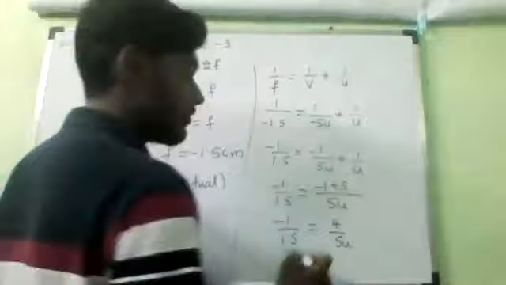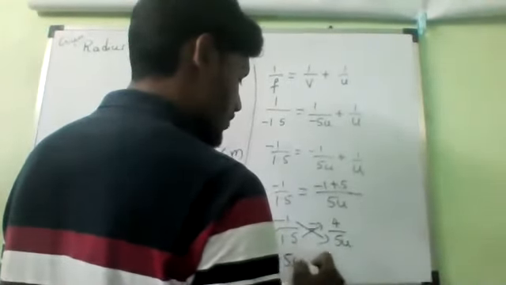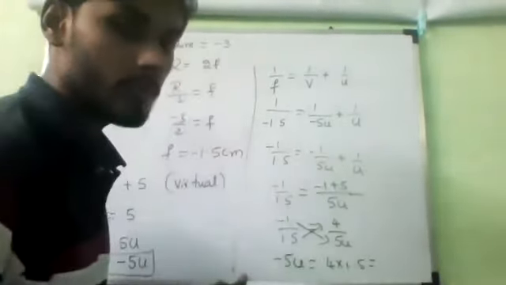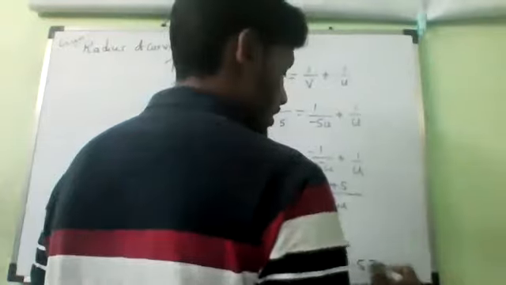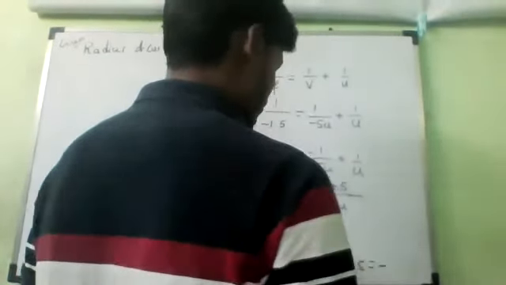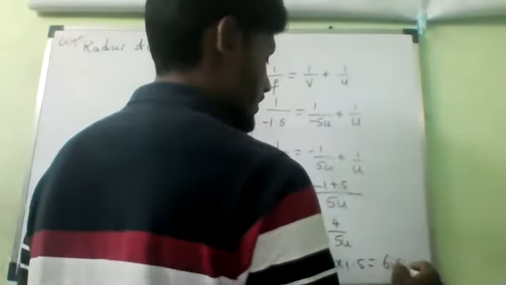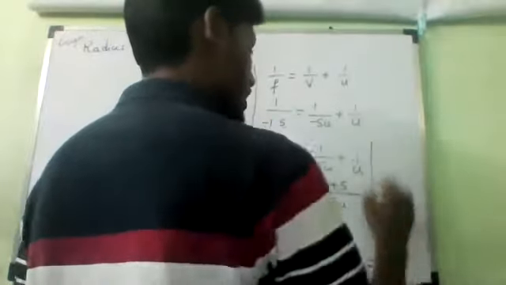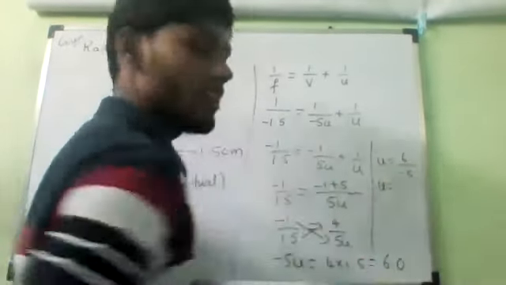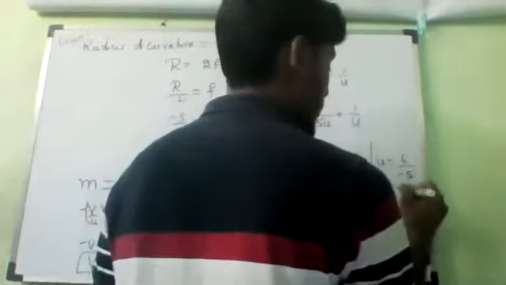4. So do the cross multiplication now. Minus 5U is equal to 4 into 1.5. So 4 into 1.5, how much? 6. So U is equal to 6 divided by minus 5. Please, all of you, do this division and tell me how much. Minus 1.2 centimeter.